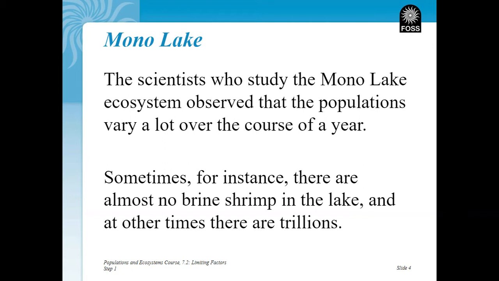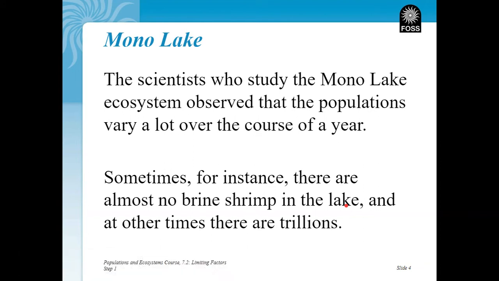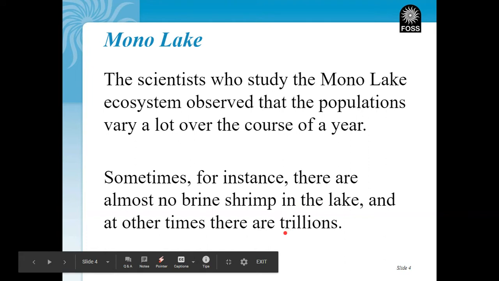And they noticed something that was kind of interesting. And it's probably true for a lot of ecosystems. Sometimes there were almost zero brine shrimp in the lake, like literally none. There were maybe like one or two, or in some cases, maybe none. They couldn't find any. And then at other times, there were literally trillions, thousands of billions. Just that number is staggering. It would literally account for there to be tons of them in the lake.